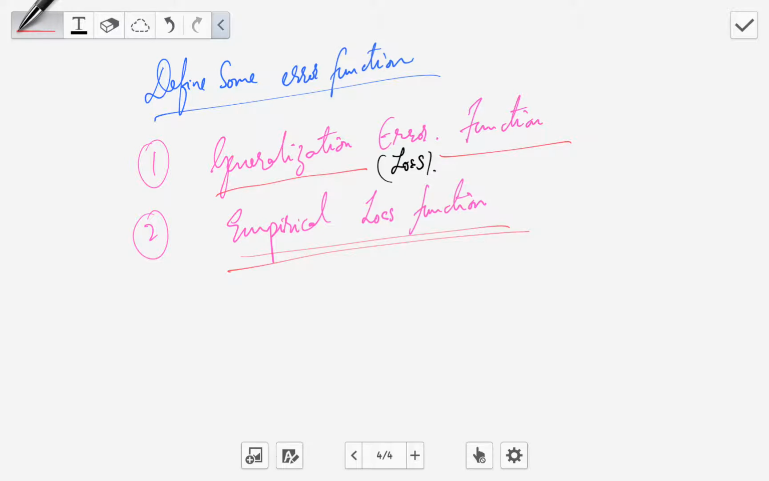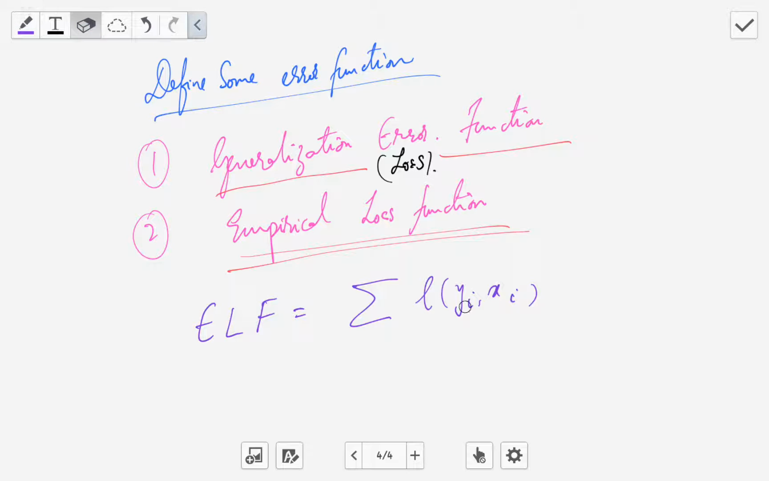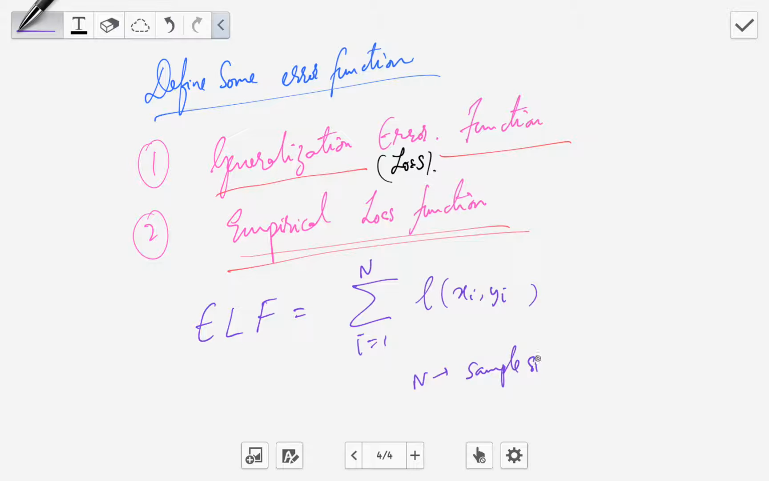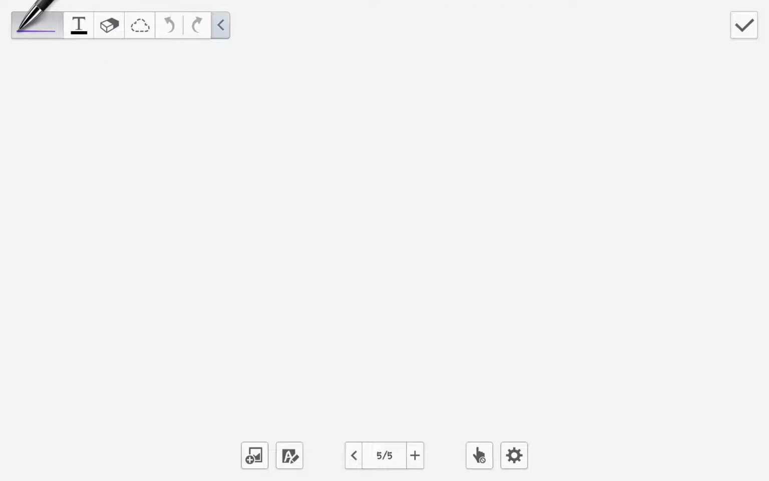For the empirical loss function, we first need an expression. So this is E, the empirical loss function. This is sigma of L of yi comma xi, or xi comma yi, for i equal to 1 to n, the sample size. Now what is this L? We have L of xi comma yi, and this has to be defined.